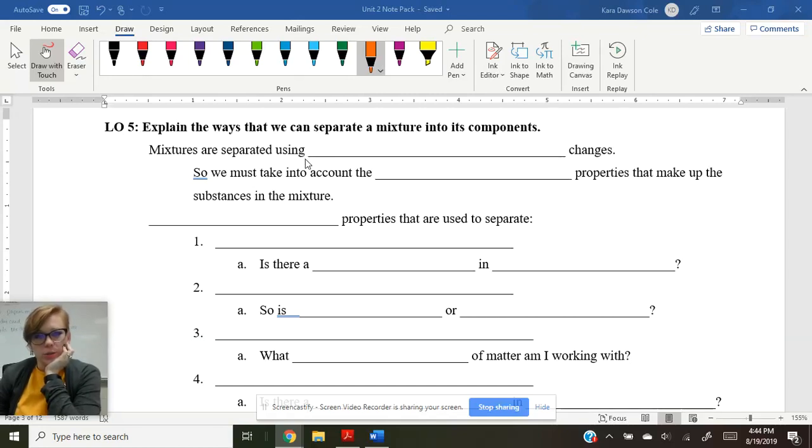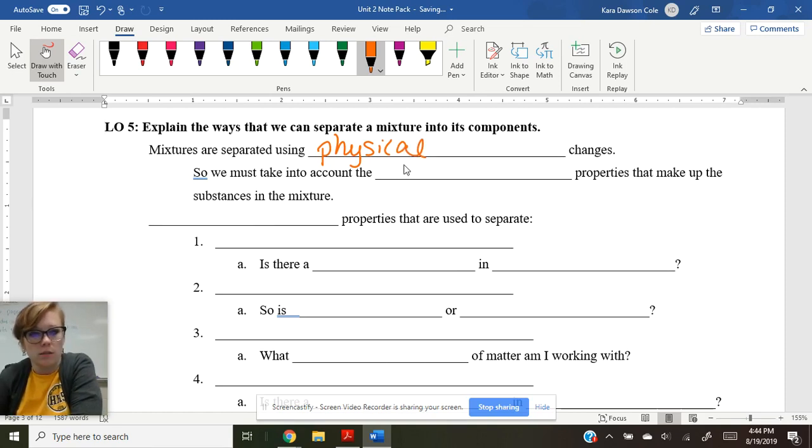All right, so in this video, we are looking at learning objective 5, which is to explain the ways that we can separate a mixture into its components. So mixtures are separated by physical changes. So when we are looking at a mixture, we are using physical changes.